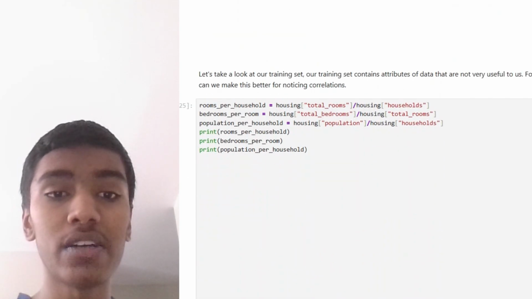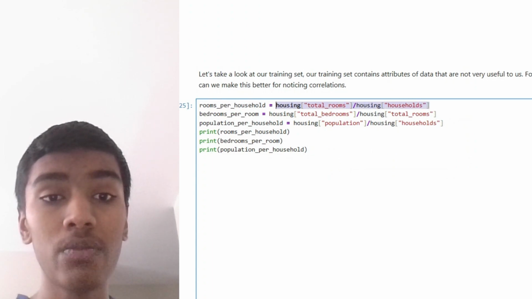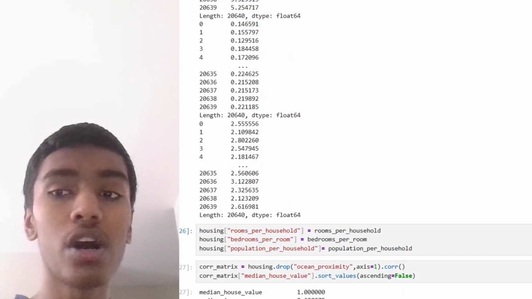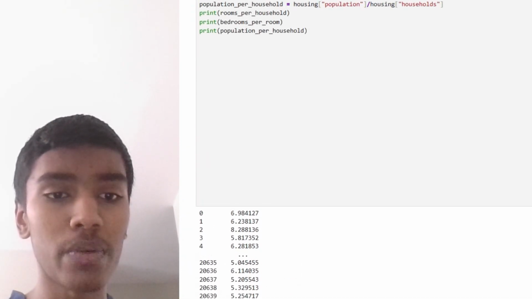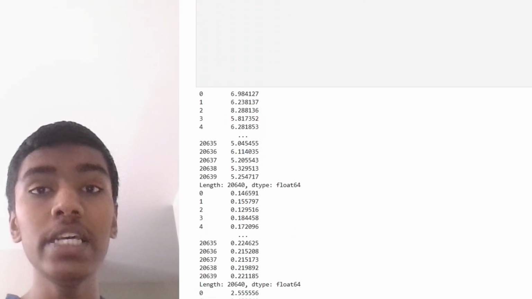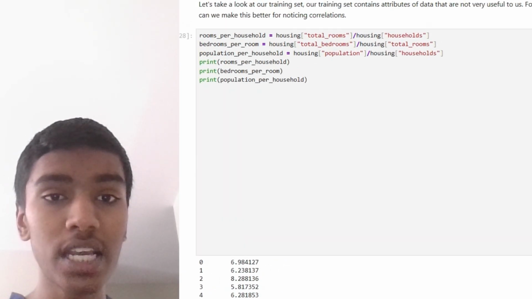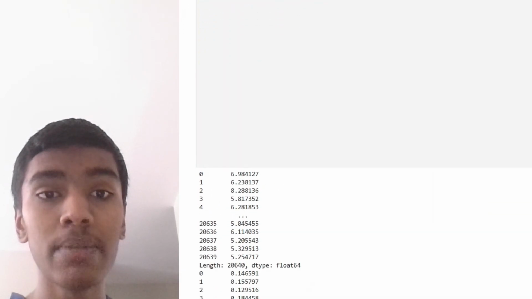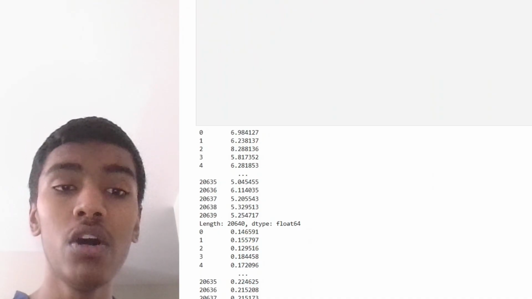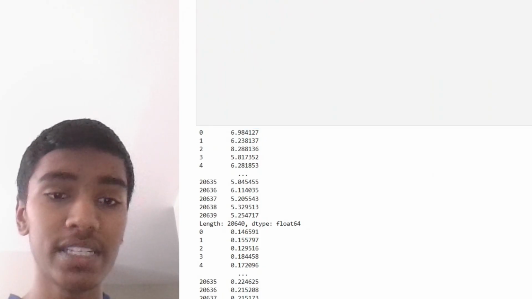So we have rooms per household equals housing total rooms divided by housing households. Now, what we're going to do is print that data out, and let's take a look at what the data values are. And so we see here for rooms per household, remember, each row represents a particular district. In this case, the average number of rooms per household in district 0, I'll refer to it by an index value, is basically 7.